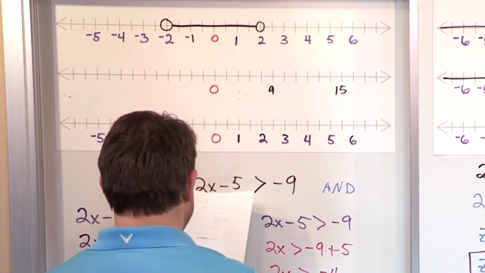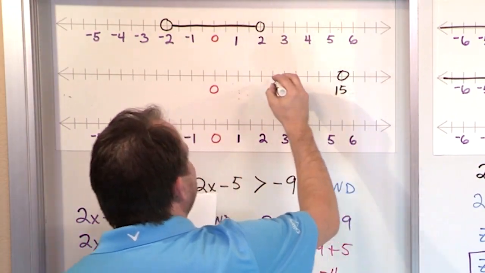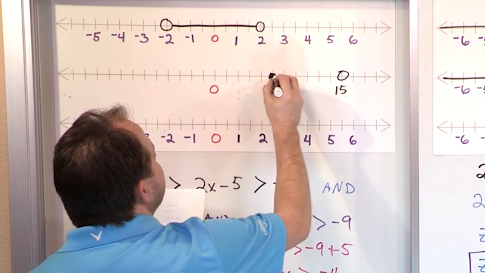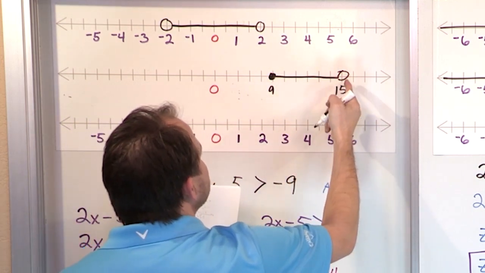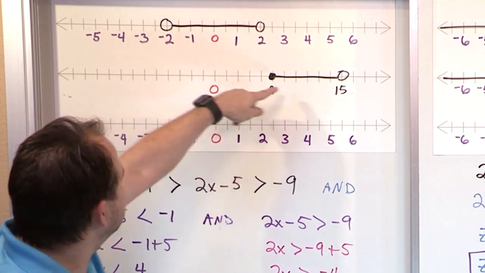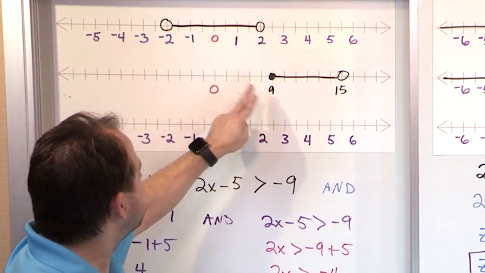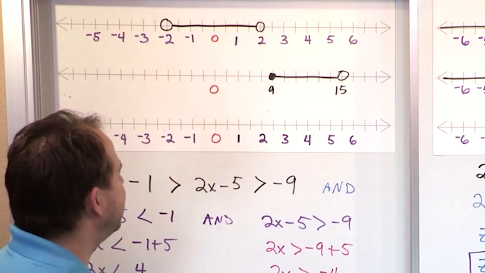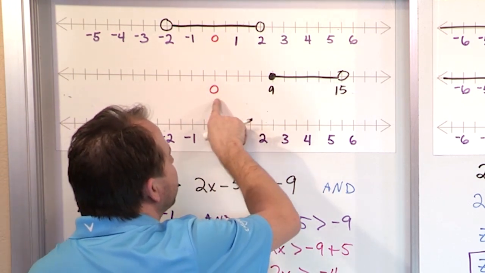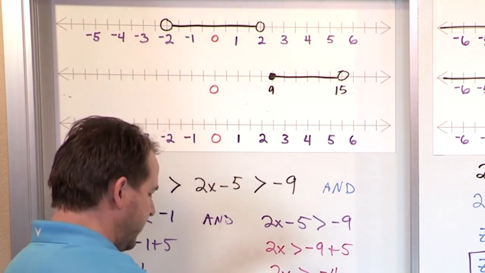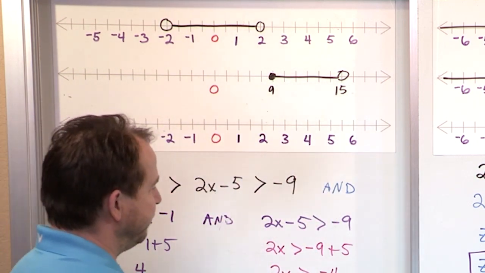So less than 15 means open circle here. Greater than or equal to positive 9 means it's going to be greater than this number, but less than this number. And if I had different tick marks, or if I moved 0 over here and drew the whole number line out with numbers, then it would match up exactly. But you know that somewhere to the right of 0 is 9, somewhere to the right of 0 is 15, and between those is where we have our solution.